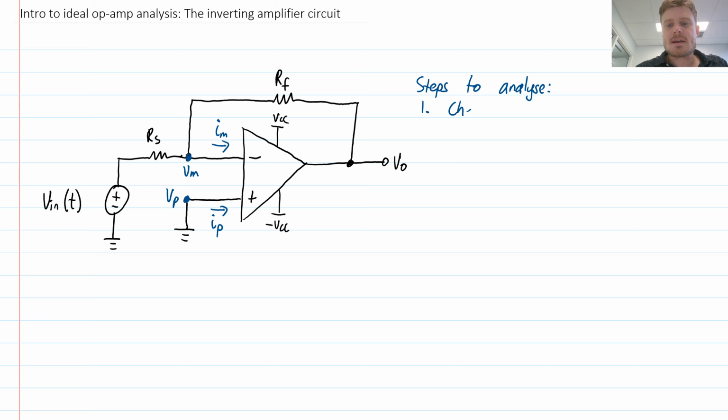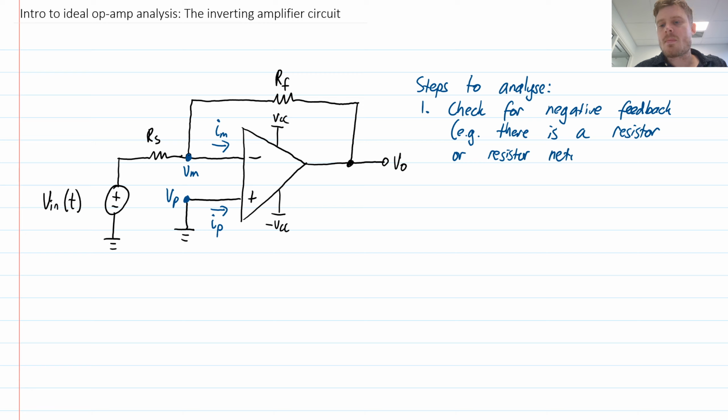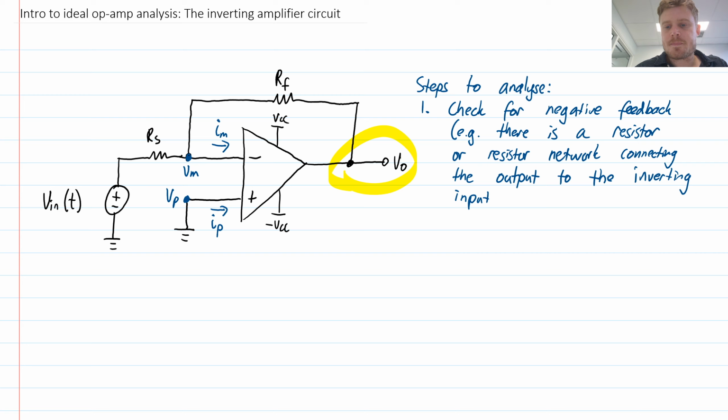Step one is to check for what's called negative feedback. Negative feedback means the following. It means there is a resistor or resistor network connecting the output, okay, so the output is this bit, connecting the output to the inverting input. So the inverting input is the one with the minus sign. That's the inverting input, and we can see in this circuit that there is such a path.